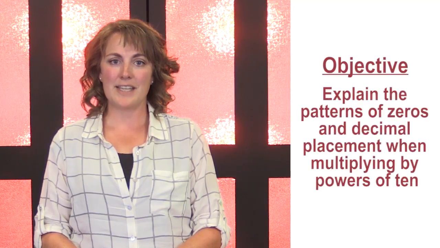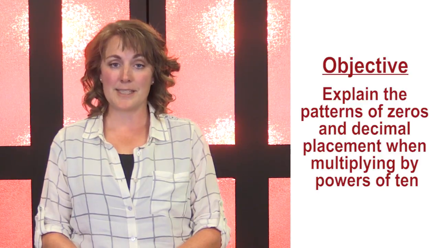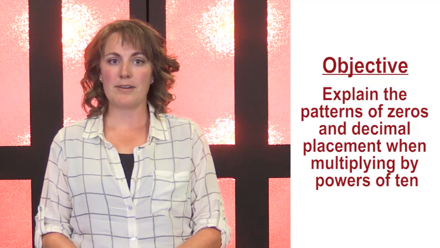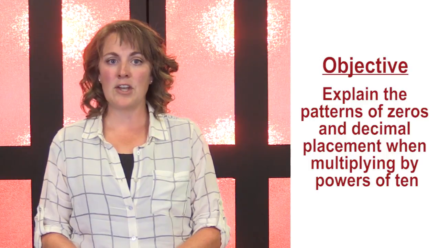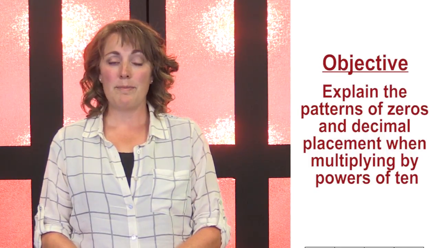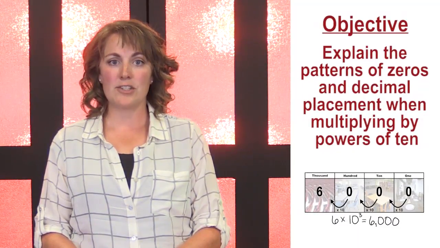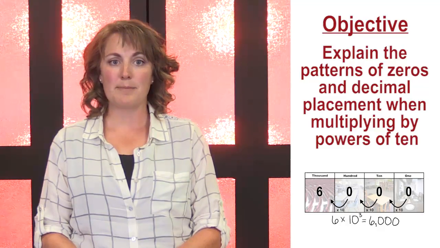The objective in this lesson was to explain the patterns of zeros and decimal placement when multiplying by powers of 10 and use exponents to denote powers of 10. We met this objective by using a place value chart to look for patterns as we multiplied numbers by powers of 10.